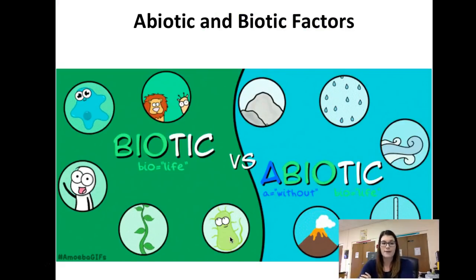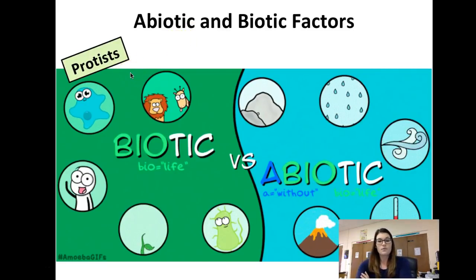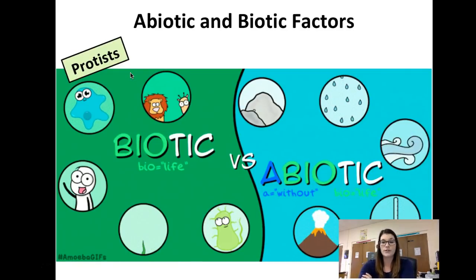So let's look at biotic factors first. Again, the stem bio means life, so these are all living things in an ecosystem. Our first example is protists, so go ahead and write protists down in the biotic factors box. Protists we've studied before. An amoeba is an example of a protist. They are living things that you can find in certain ecosystems.